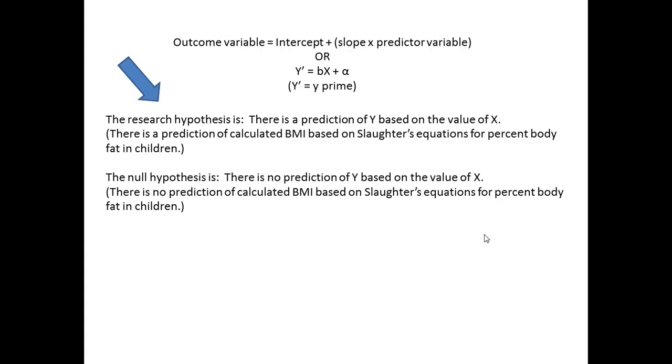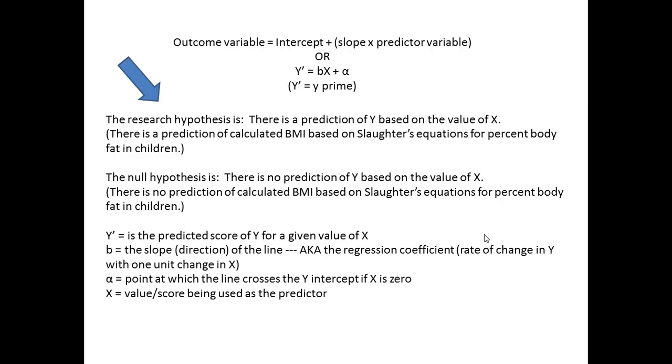If we further explain the formula, y prime is the predicted score of y for a given value of x. I hope that in your mind you are visualizing the graph where we had a y-axis and an x-axis. Beta is the slope or direction of the line. It's also referred to, and I would highlight this, the regression coefficient. It's the rate of change in y with 1 unit change of x.